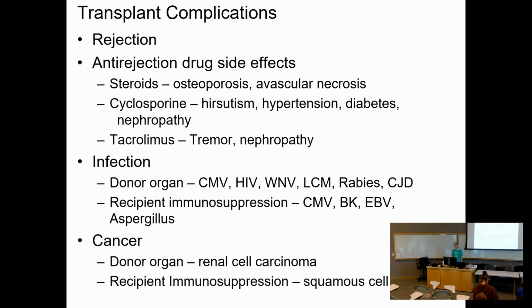And then with recipient immunosuppression, if you're CMV positive, you can get reactivation of CMV, so we have CMV prophylaxis. We also have this other virus called BK that can attack the kidney, and then again another herpes virus, EBV. And then you get fungal infections, and then also you can get malignancies. So there have been cases of transmitted things like renal cell carcinoma in the donor organ, and then immunosuppression makes patients more susceptible. So in Hawaii, we have a lot of patients who get squamous cell carcinomas.